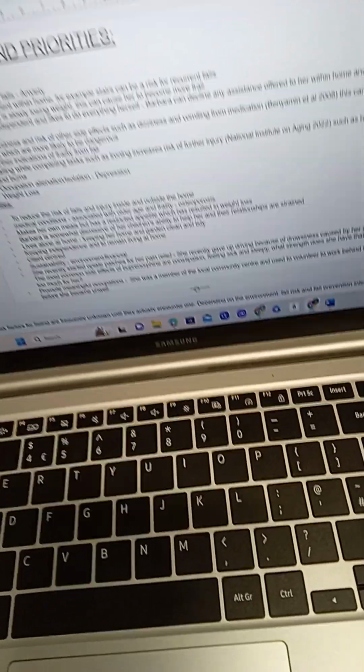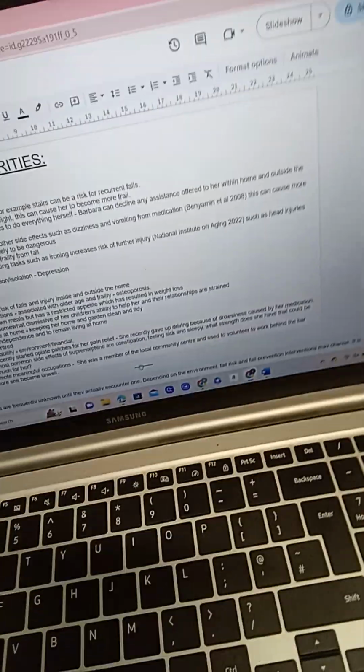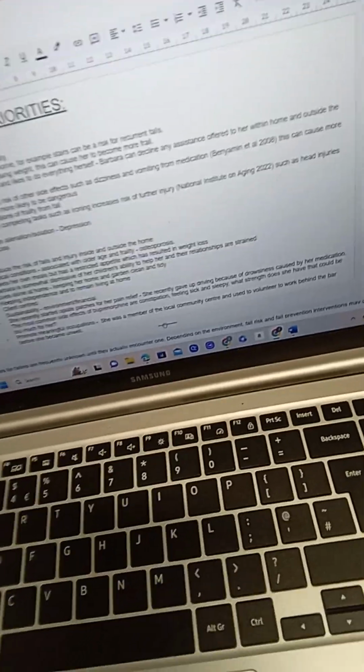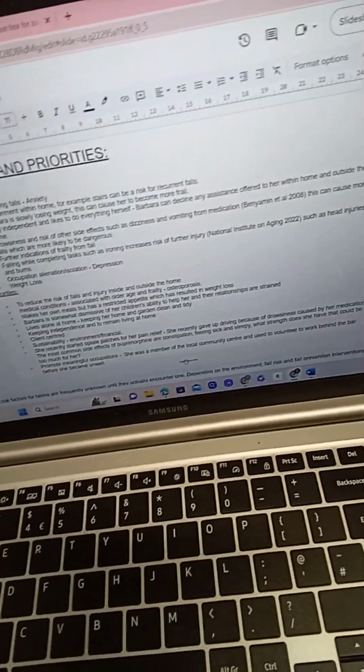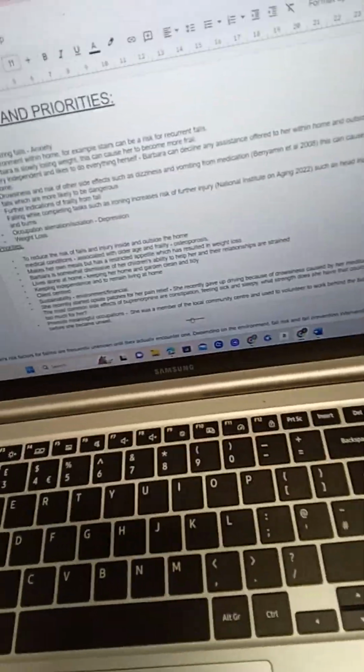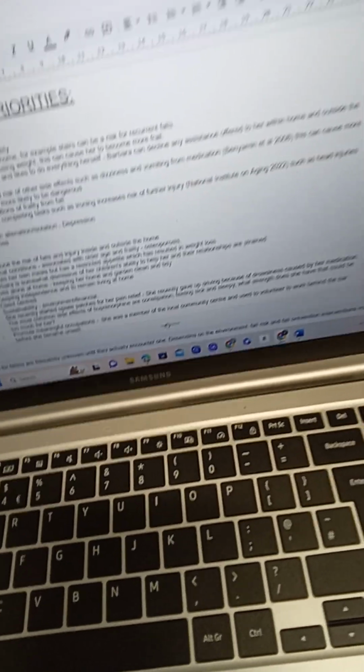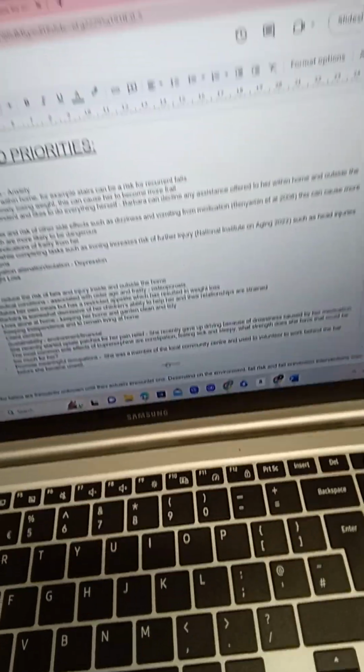She is very independent and likes to do everything herself. This is a good thing, but it can also mean that Barbara can decline assistance offered to her because she wants to do it herself. And Barbara is slowly losing weight. This can cause her to become more frail.